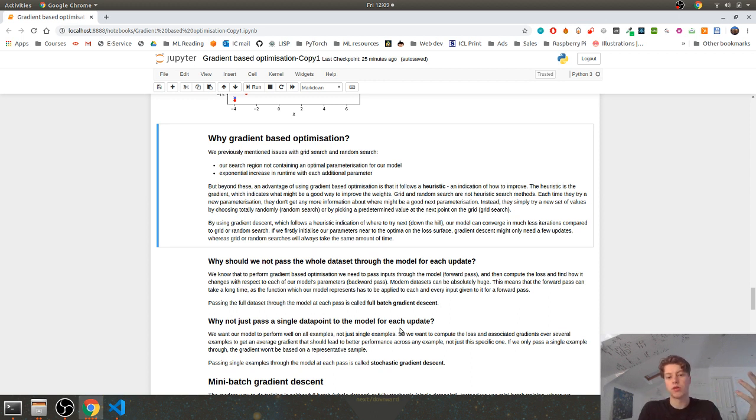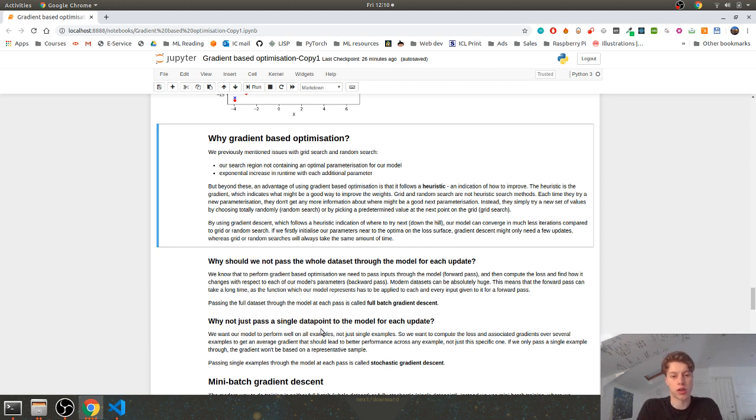Now, the point of passing through multiple examples at least is to get a good estimate of the true gradient: what gradient will update my model to perform best on a good sample of the examples. The best possible sample would be all possible examples. If we evaluate the gradient for all of them, that's a pretty good estimate of the true updates that we should make to the parameters. So if we pass the full data set through the model at each pass, it's called full batch gradient descent.